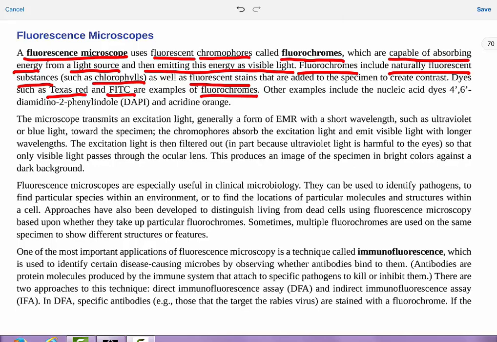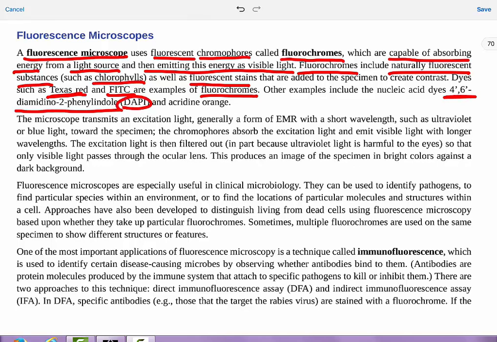And then we have another example here, the 4,6-diamidino-2-phenyl-indole. You don't need to know that, the DAPI, or the acridine orange. So just know that there are fluorochrome dyes, maybe the examples Texas red or FITC, and that those fluorochromes are what are used in fluorescence microscopes. You don't have to know this long DAPI name, okay?